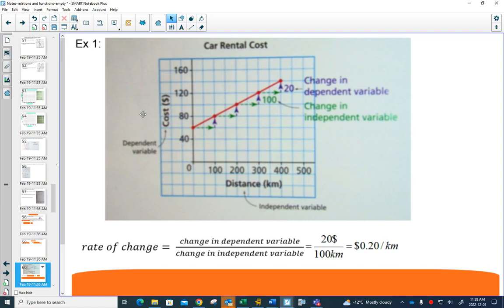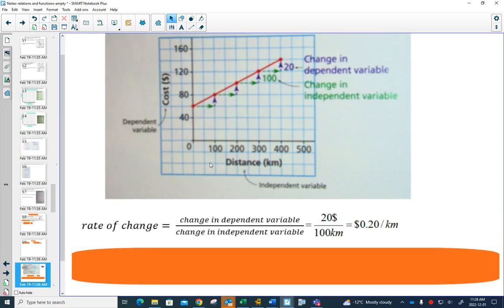That's cheap. That is pretty cheap. $60 to rent a car? Especially if you don't drive it around too much.